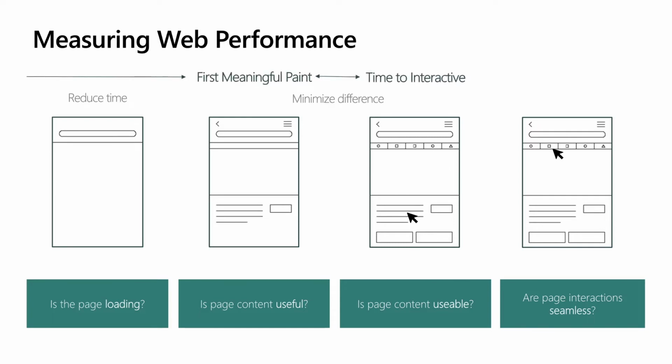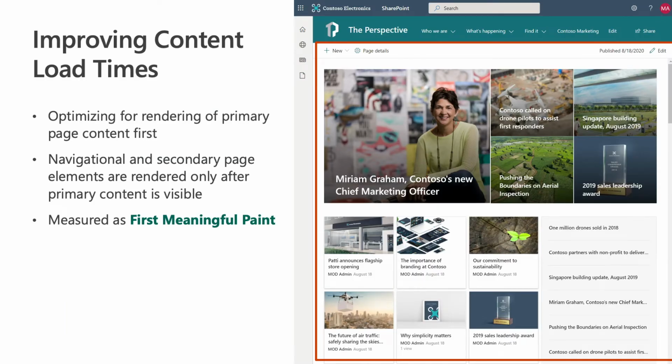Our main objectives revolve around minimizing the time to first meaningful paint and reducing or eliminating any delays in making that content interactive. When it comes to improving content load times, we optimize for rendering of primary content first, such as SharePoint home site content. And only when the primary content has been rendered, we follow it by loading other page elements, such as navigation menus. Again, we're measuring primary content load times using first meaningful paint.